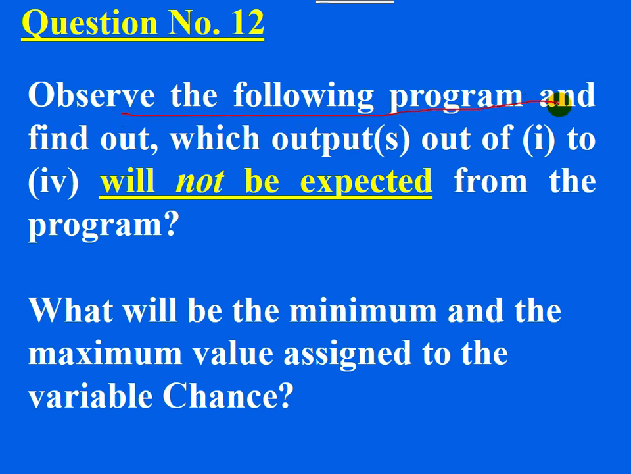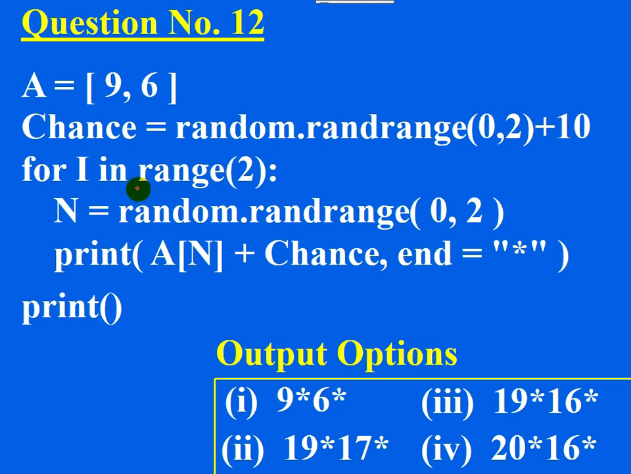Observe the following program and find out which outputs out of 1 to 4 will not be expected from the program, which means you are provided with a Python program, and out of these four options, which are the options that are not expected of the program.